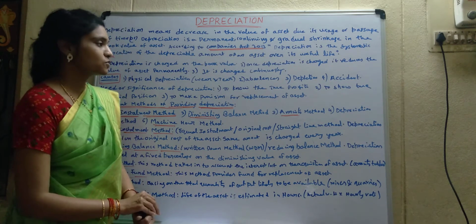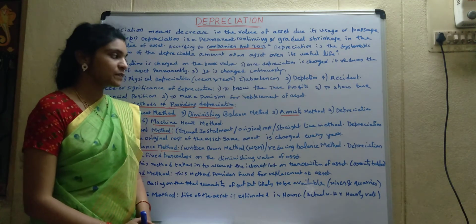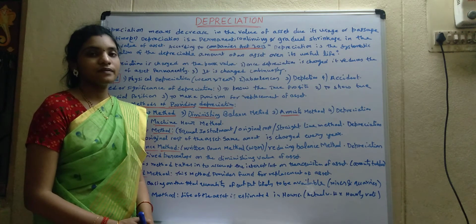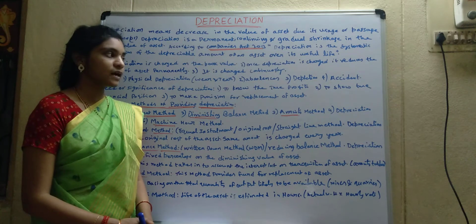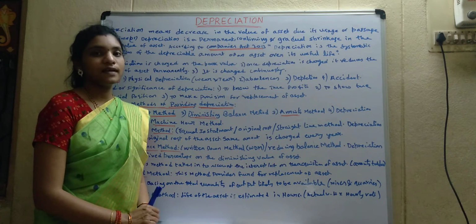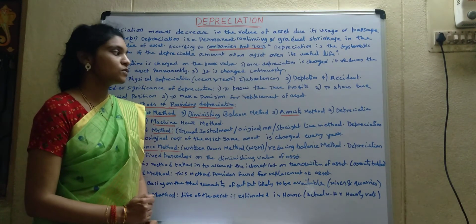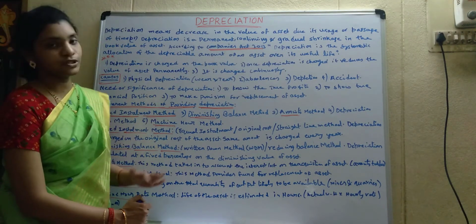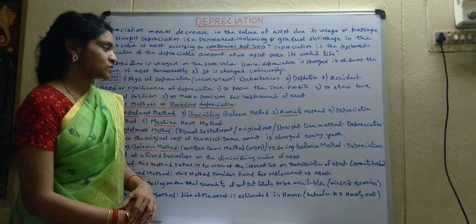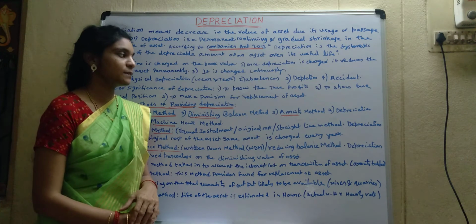Next, to show the true financial position. For preparation of the balance sheet, we need the true value of the asset. For this also we have to take the depreciation. Otherwise, the asset value will be overstated and it may not show the true financial position of the firm. Assets are overvalued. And to make provision for replacement of assets.